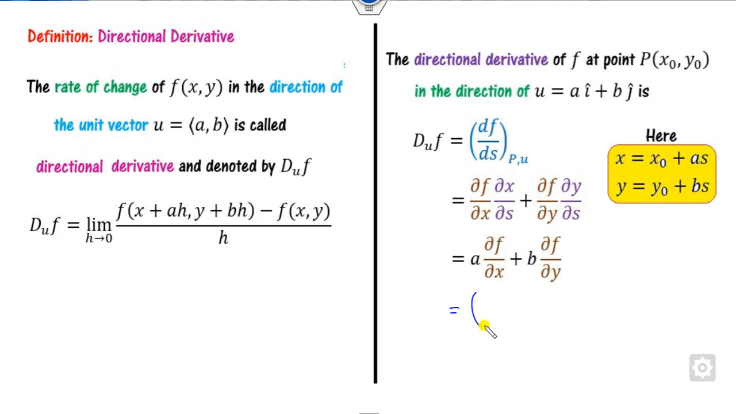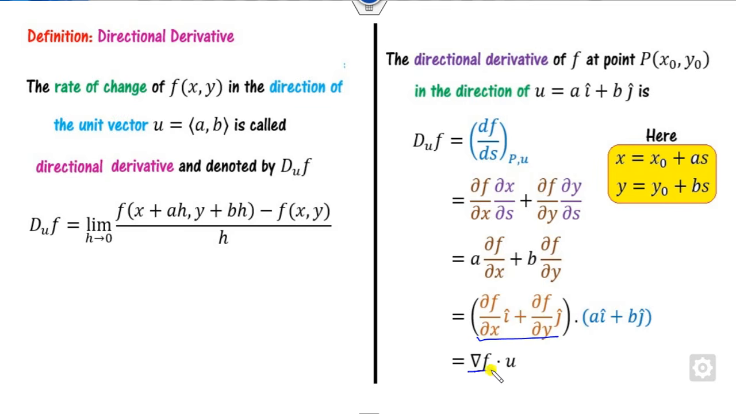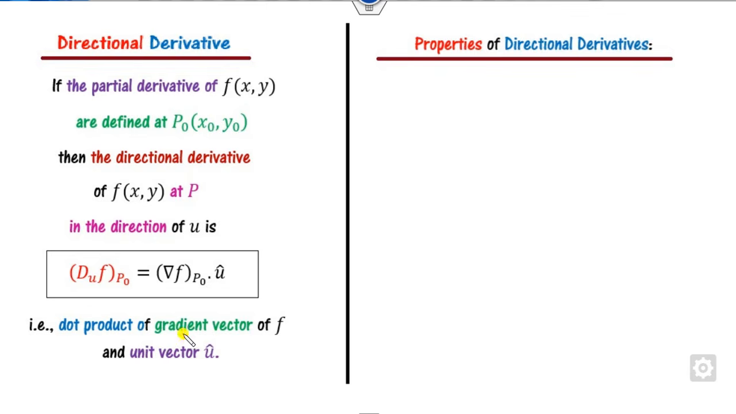Can I write this value in terms of the two values? I can write this as a i cap plus b j cap. What is that? This is nothing but the gradient of f. And what is that? This is the vector u. So the directional derivative is nothing but the dot product of the gradient vector and the unit vector. And if you want to find it at a particular point, then we can find the gradient at that point and the directional derivative there.